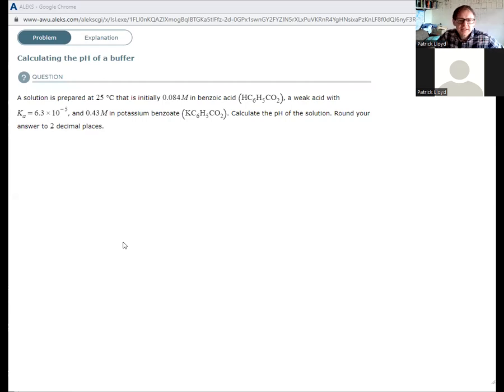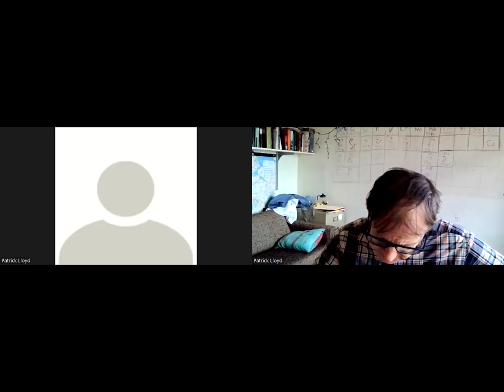Okay. We're going to calculate the pH. Now notice this one's actually simpler because they give us the Ka values, so we can calculate pKa directly. We don't have to go through this Ka to Kb to Ka for this one. So let's take a look.